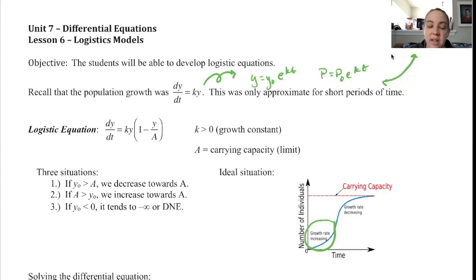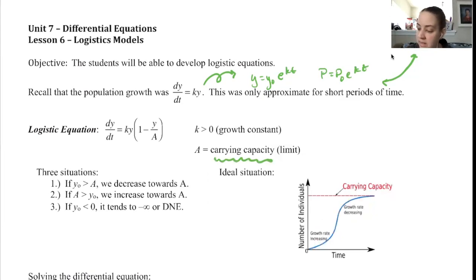When we talk about it leveling off at the top, we use the logistic equation, the logistic model. And so that takes into account something called the carrying capacity. And the carrying capacity is the absolute limit, the absolute maximum population that we can have. So we have that exponential growth happening, but then at some point it has to level off. So we've got a couple different situations that we could be starting out with.